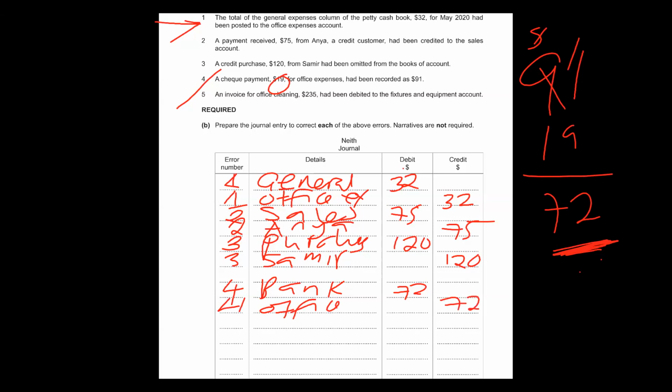Right. An invoice for office cleaning, 235, had been debited to the fixtures and equipment account. Okay, there was an invoice.